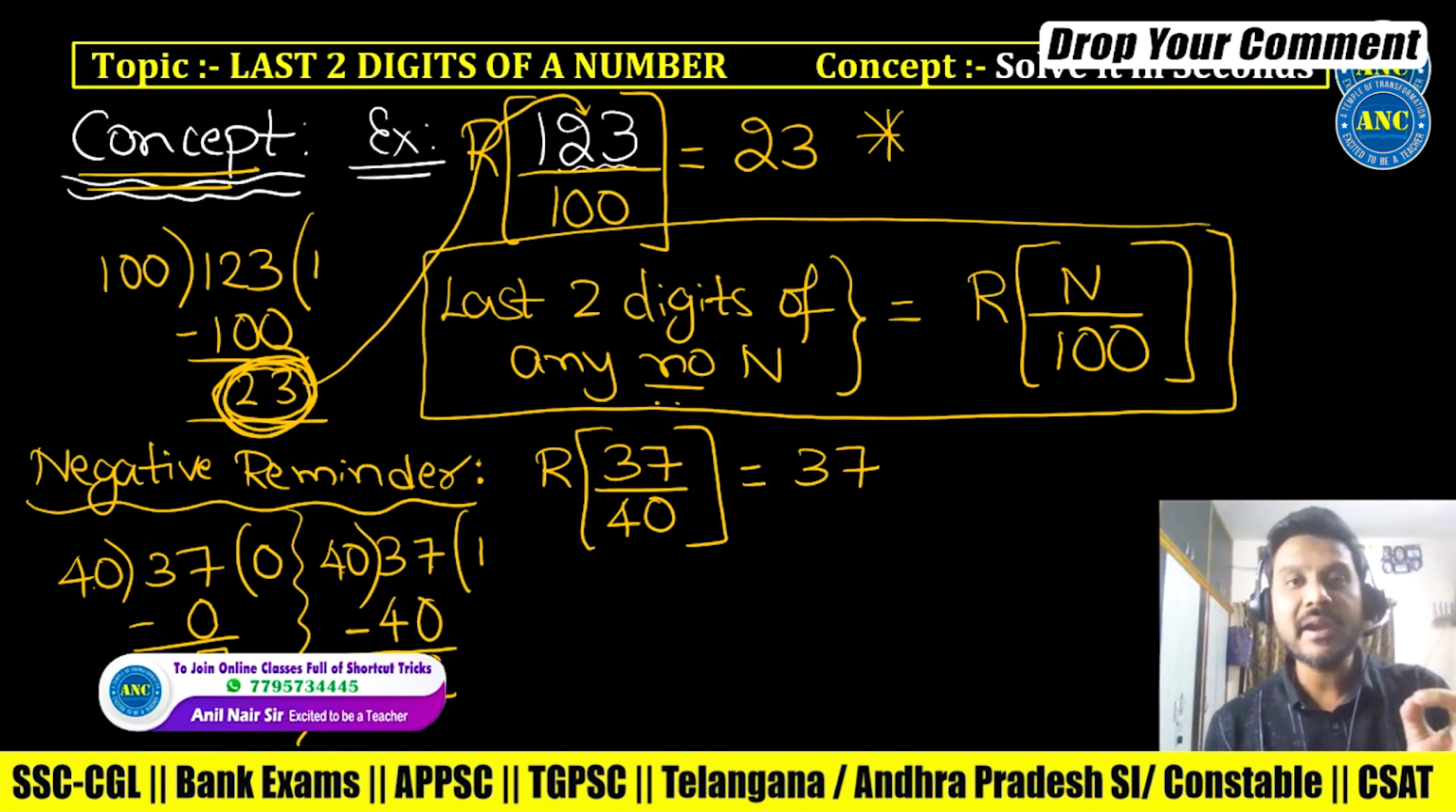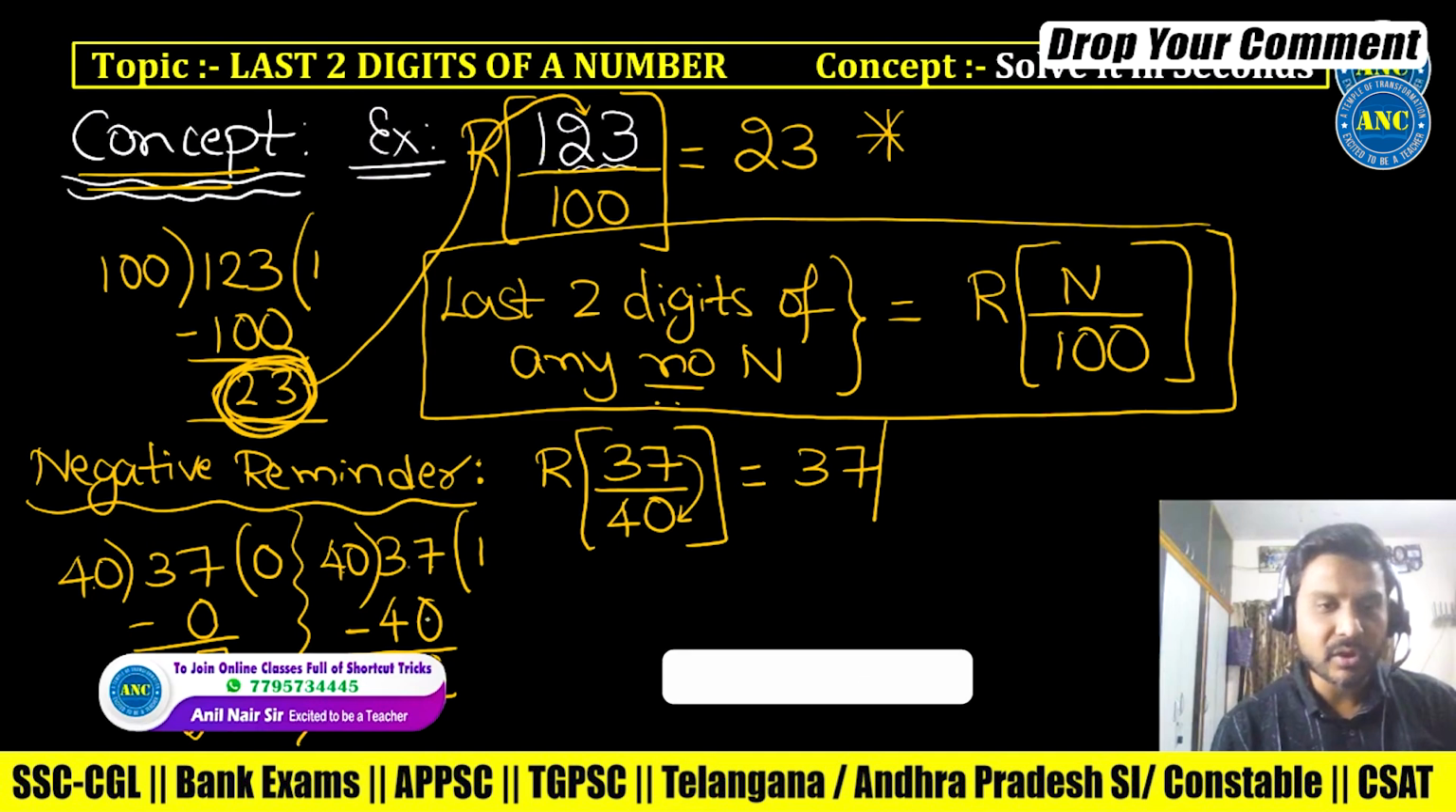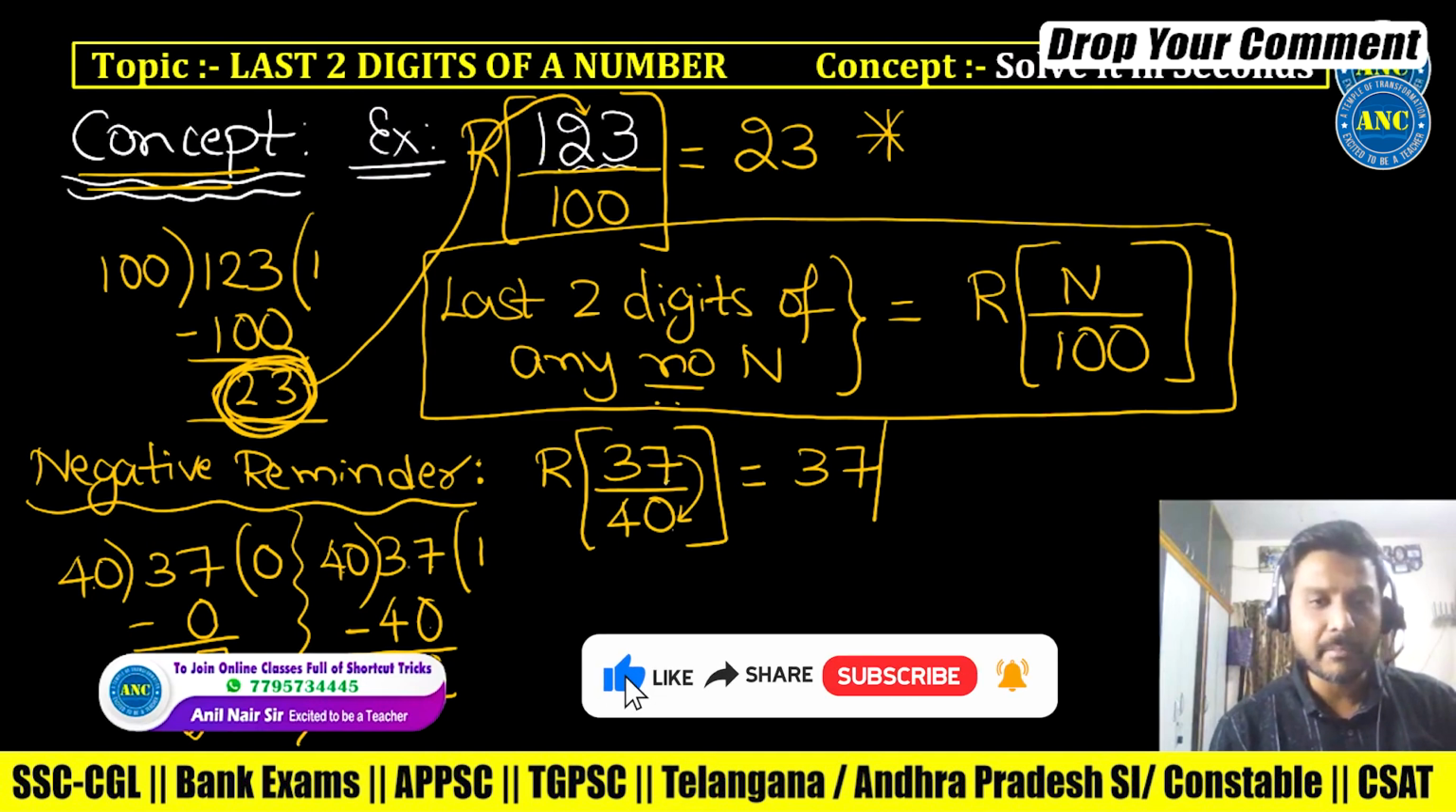What is the remainder when 37 is divided by 40? Positive remainder is numerator 37 itself, which I showed you here. Whenever numerator is smaller than the denominator, listen to this very carefully. Whenever numerator is smaller than the denominator, your positive remainder is always your numerator, but your negative remainder is numerator minus denominator. That is what we got here also. What is 37 minus 40? 37 minus 40 is minus 3.